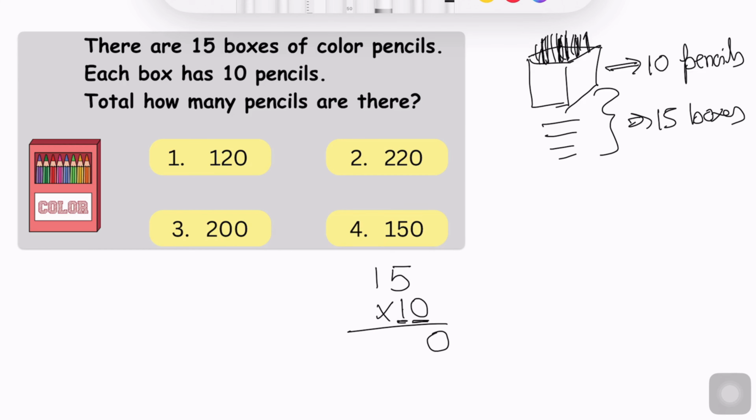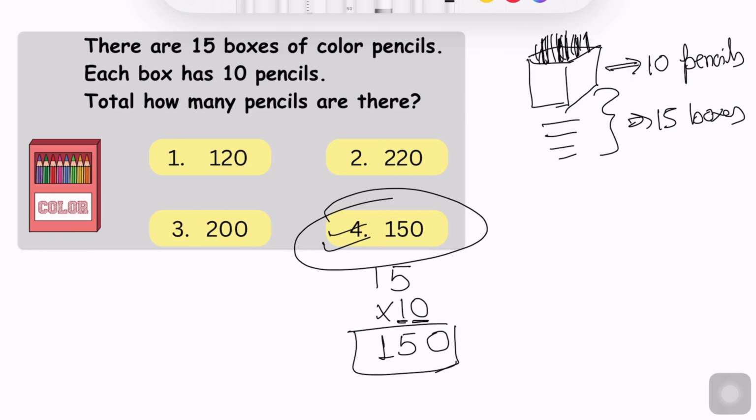So we will multiply 1 by 15, and we also know that if we multiply any number by 1, then the answer is the same number. So 1 times 5 will be 5 and 1 times 1 will be 1. So we got 150. So the answer is 150. If you got this question correct, and you got the answer as option number 4, 150, then you can give 1 score to yourself.